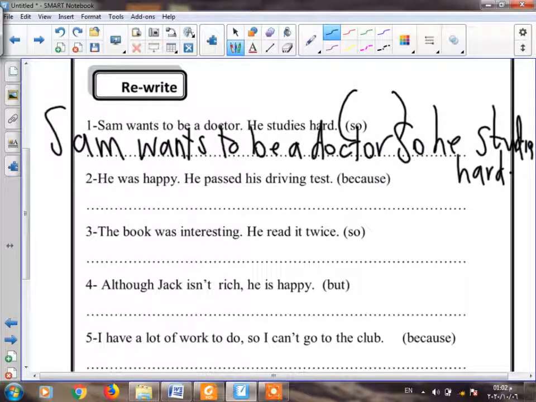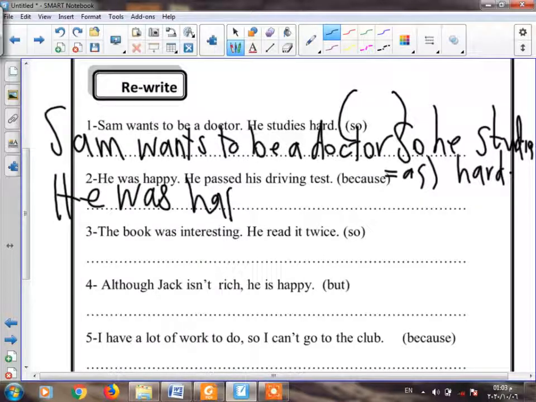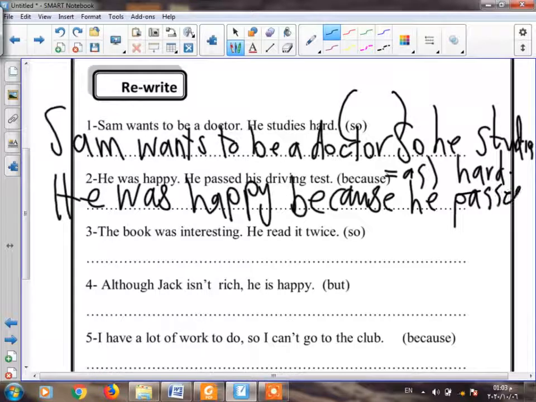The second one, he was happy. He passed his driving test. He was happy. Why? Because he passed his driving test. And the word because is equal to the word as if you like to use it in the middle. So, he was happy because he passed his driving test.